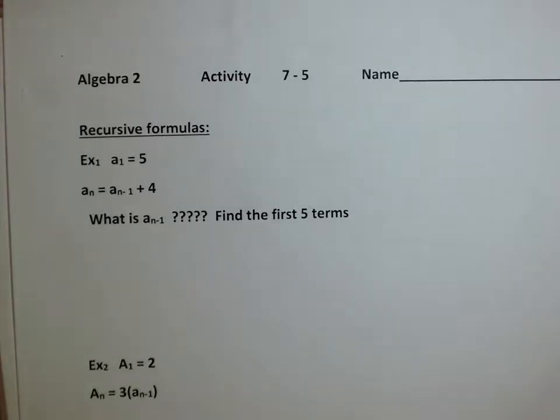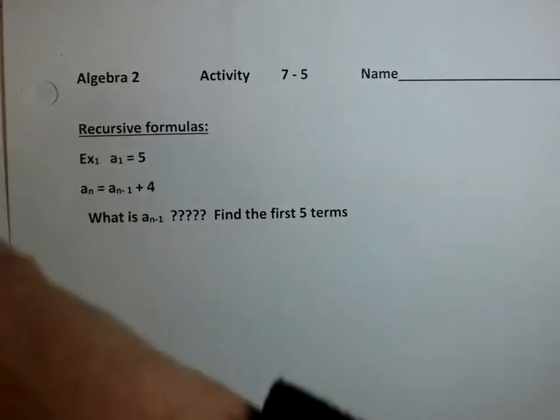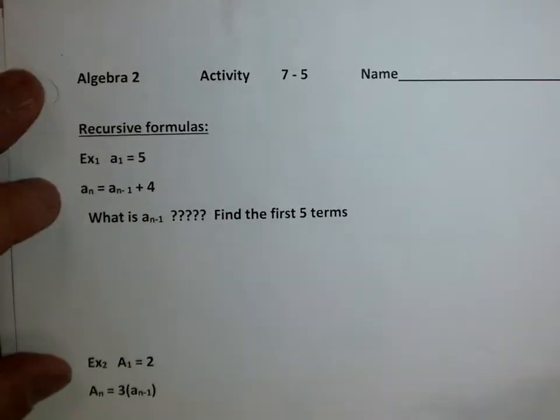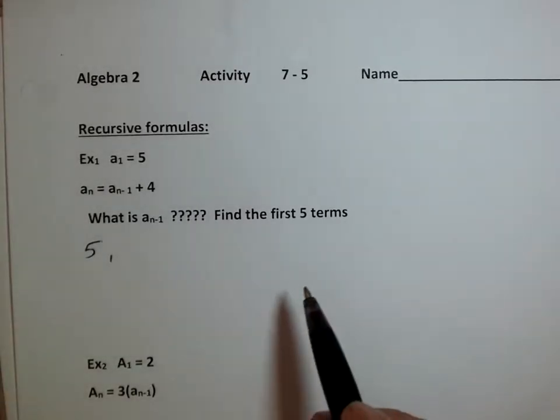So today is a little bit different because we're going to talk about this thing called a recursive formula. Recursive formulas aren't very useful, to be honest. However, they describe what's going on. So first of all, here's an example. It says a1 is 5. Well, that's easy. Okay, let's write down 5. But it says then, find the next 5 terms.